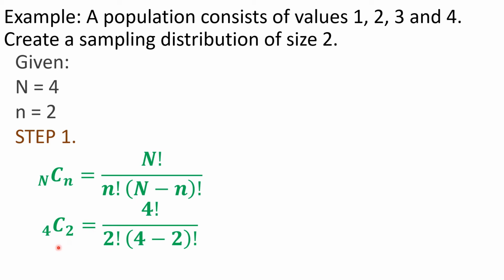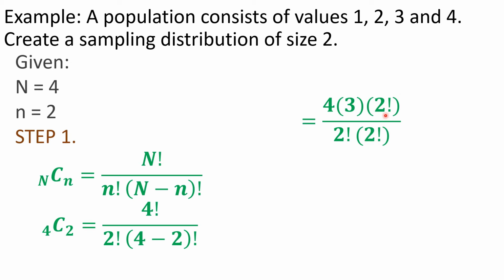The combination of 4 things taken 2 at a time is equal to 4 factorial over 2 factorial times 4 minus 2 factorial. We know that 4 factorial means 4 times 3 times 2 times 1. Or it can be written as 4 times 3 times 2 factorial, because 2 factorial also means 2 times 1. But why did we write here 2 factorial? We may write 2 factorial because we may just divide it by the same factor in the denominator.